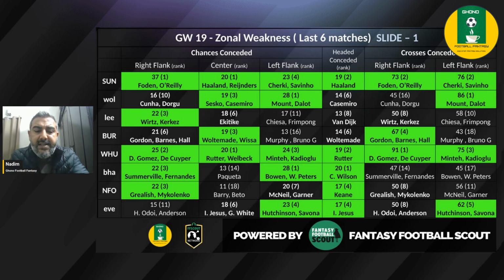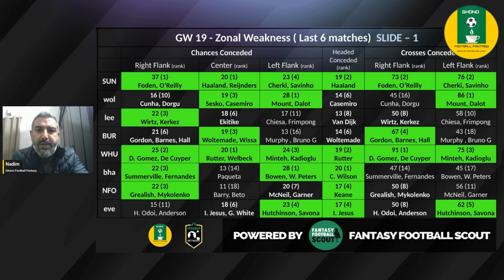Now down the center, Sesko, who hit the bar, could do well in this particular match, along with Casemiro in terms of the headed conceded. As you can see, they have conceded 19 chances down the center and are ranked third, but 14 headed conceded down the center and are ranked sixth. So this could be another area that Manchester United could exploit against Wolves. Should be a good scoring match, but you never know.